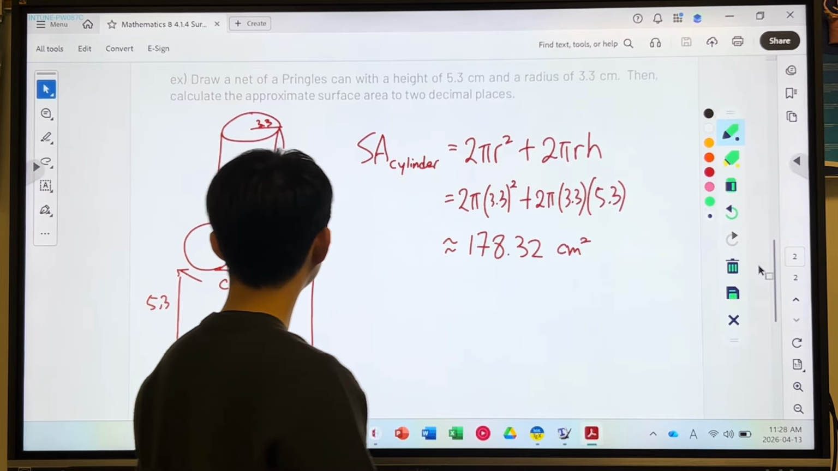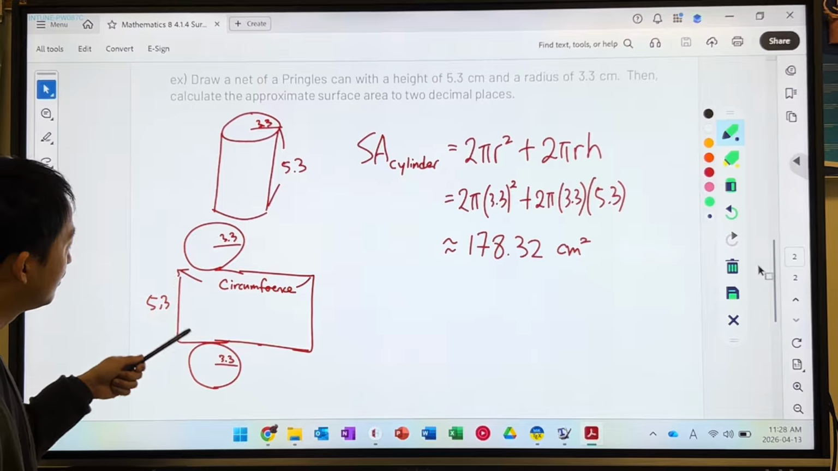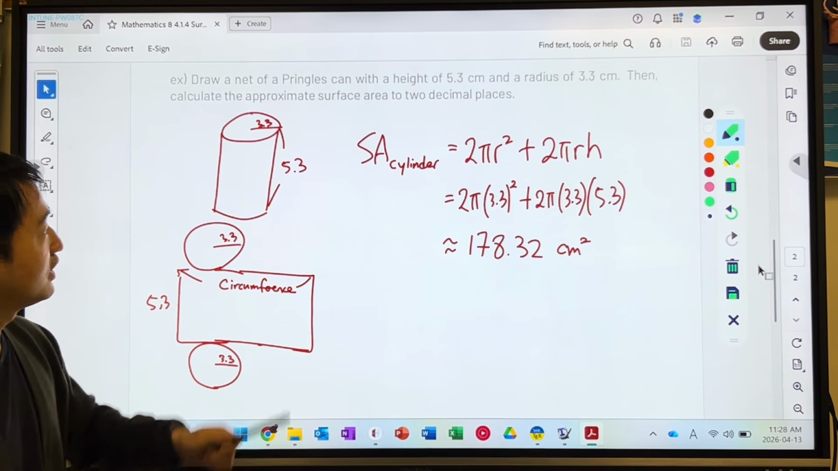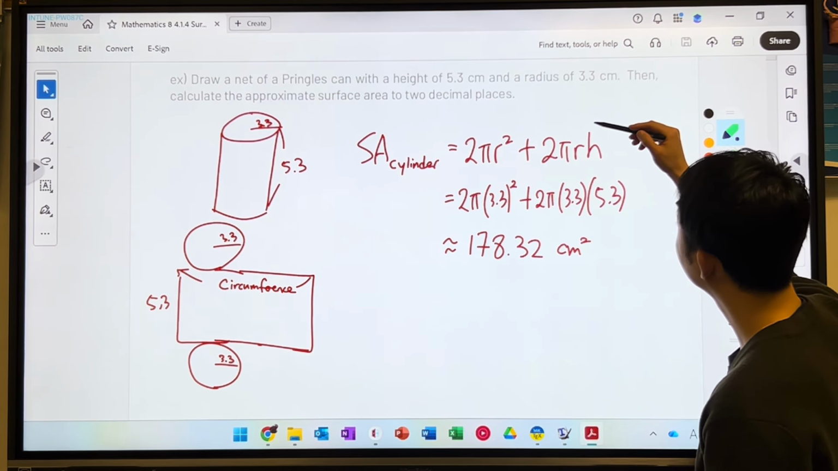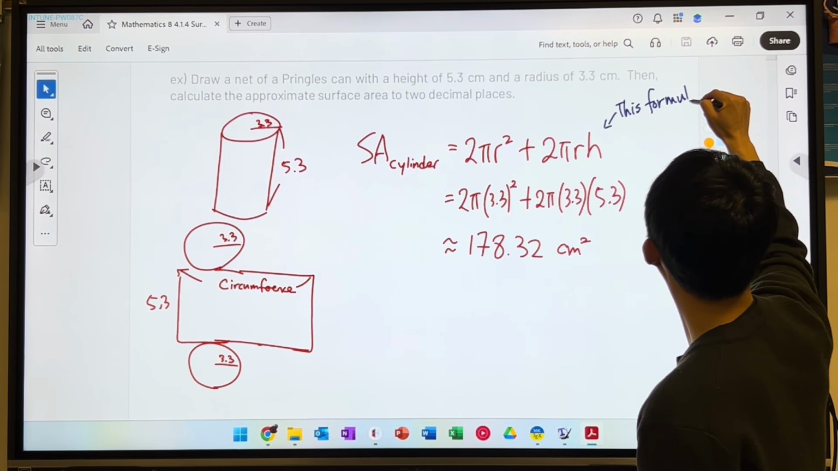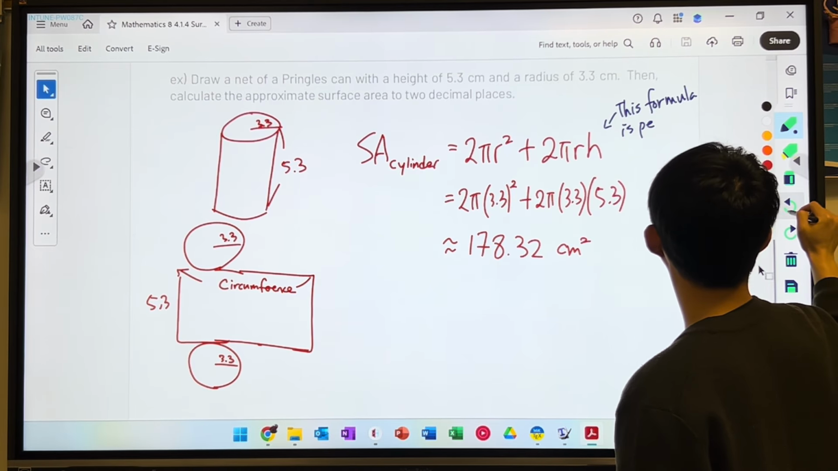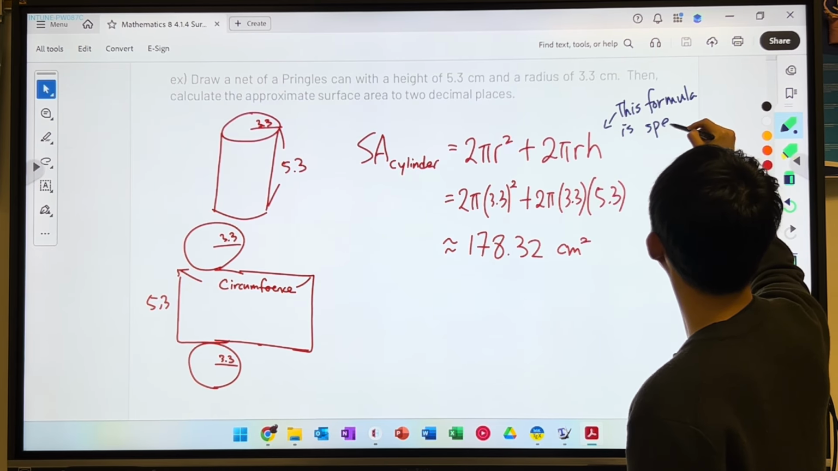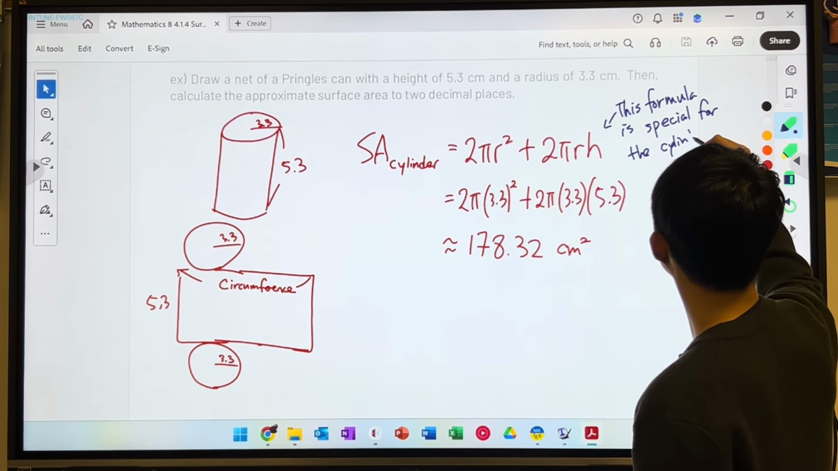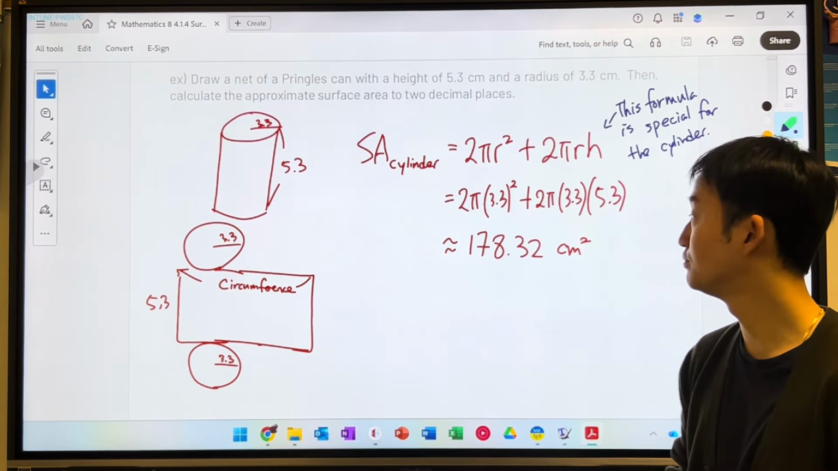Let's annotate the process. Well, it's similar. I'm using the net to identify the area of the base and also use the big rectangular face in the middle. And I use another version of the formula. Okay, this formula is special for the cylinder. So this one wouldn't work for the surface area of a prism.